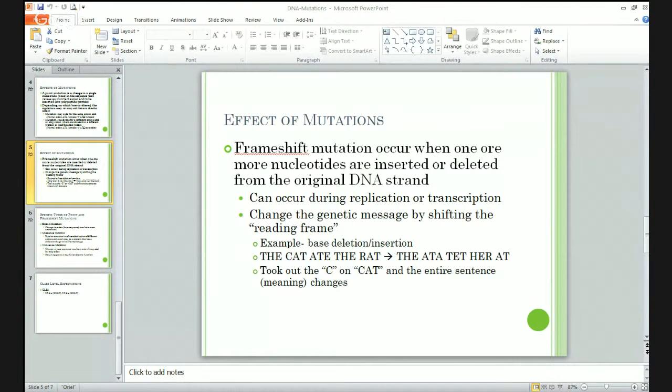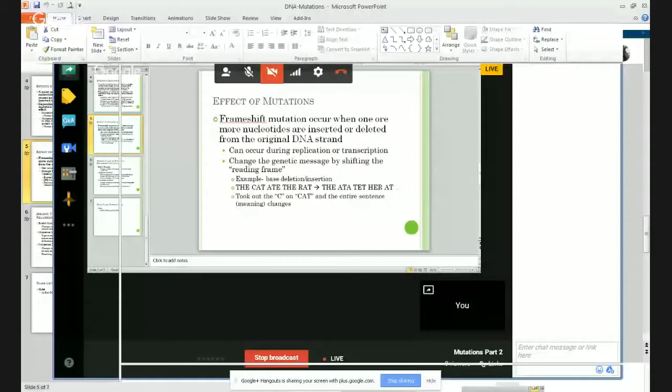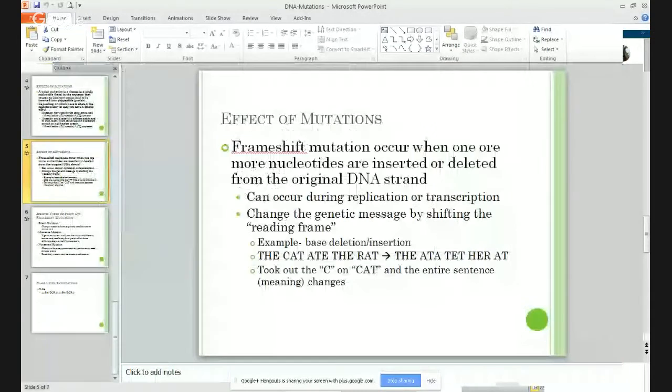Good morning. We're going to do the second part of the mutations lecture today. So it should be fairly fast. There's only 2 slides. First, just a reminder: mutations are anything that changes the nucleotide sequence in your DNA. Friday we talked about the point mutations, where there's a change in just one nucleotide.